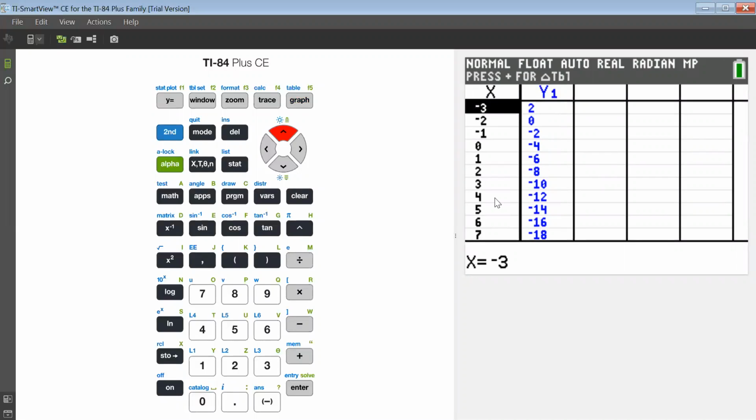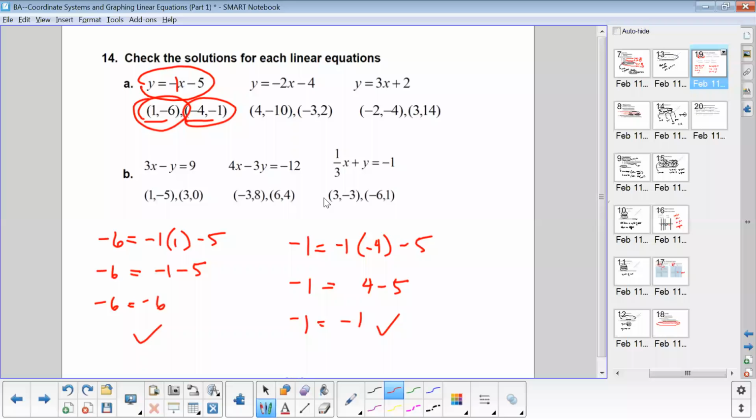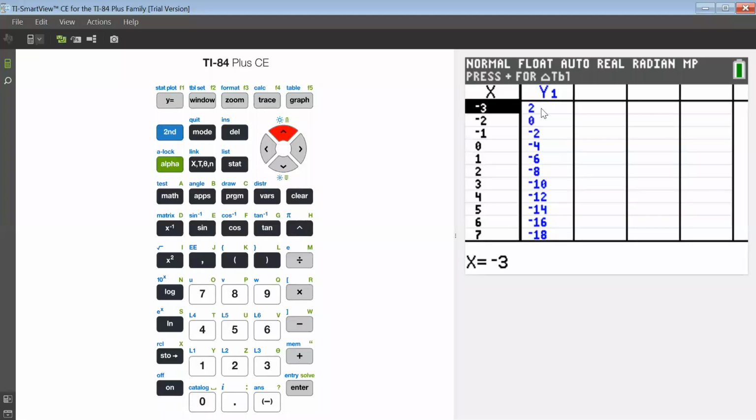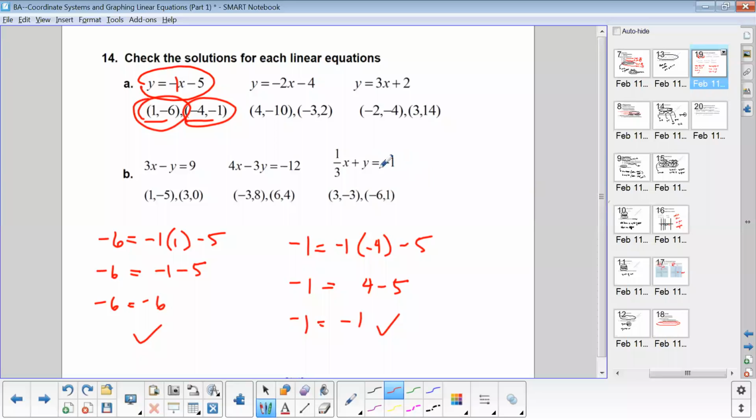But if I look down here, I see (4, -12), not (4, -10). That's the question. And I see (-3, 2). So one of those is a solution. The (4, -10) is not.